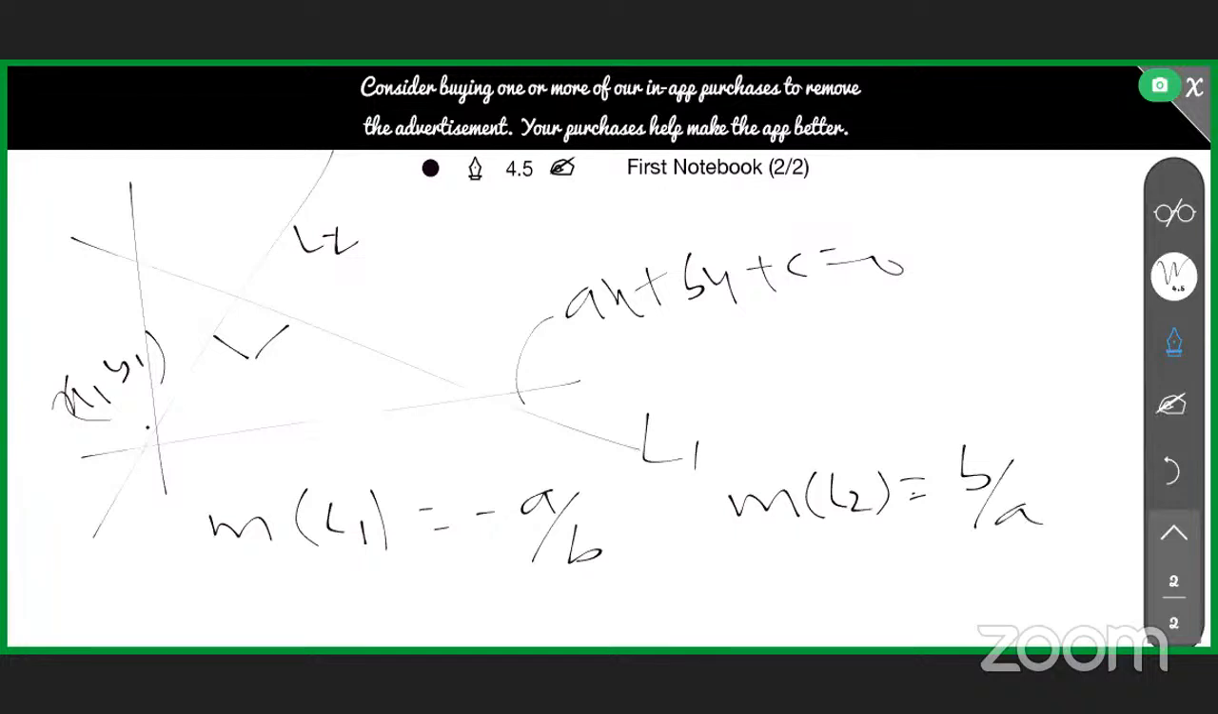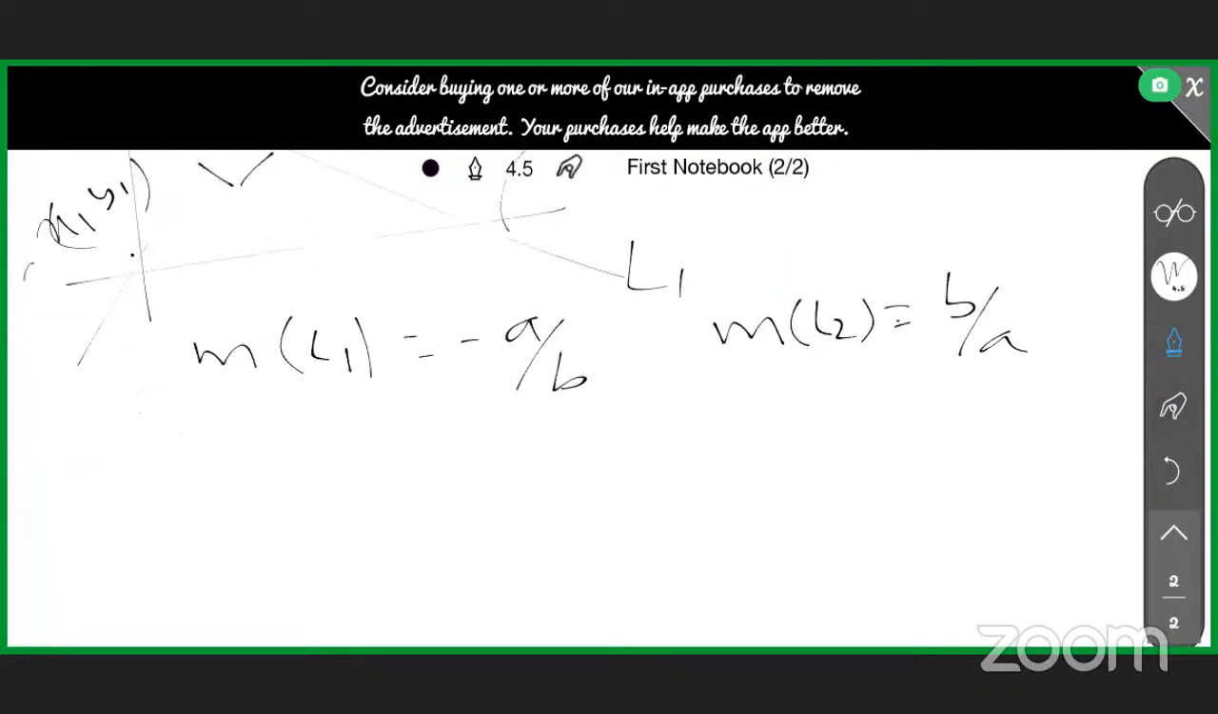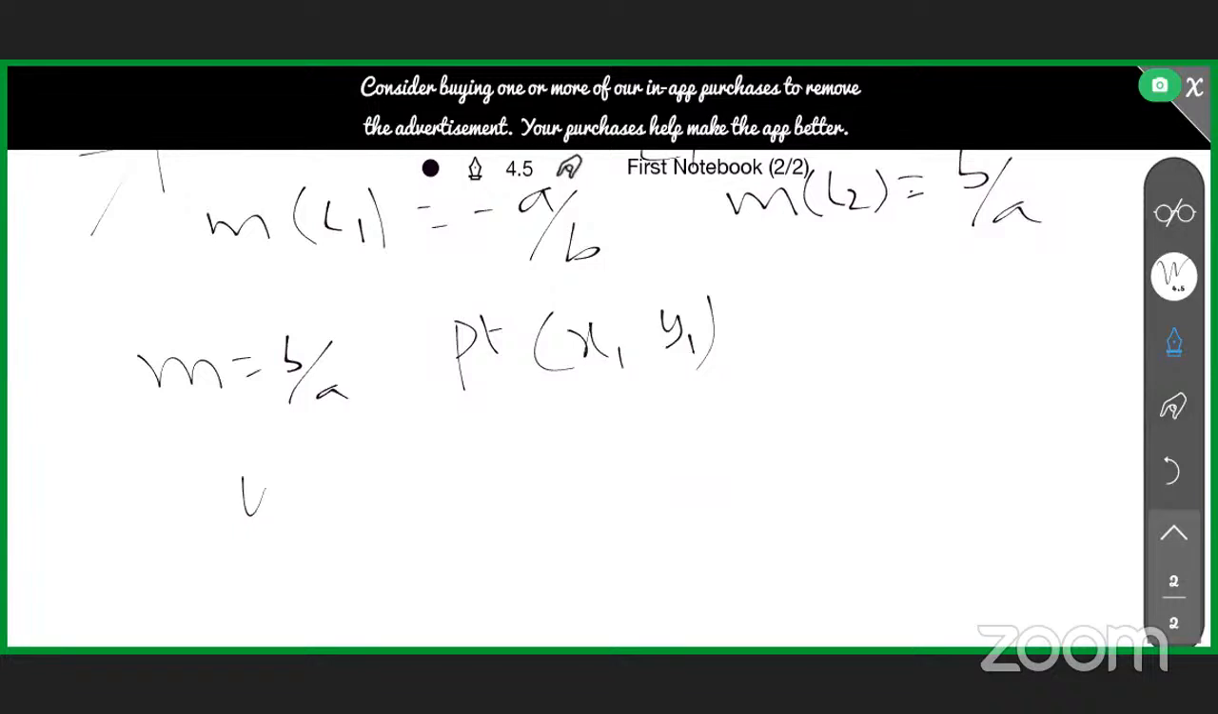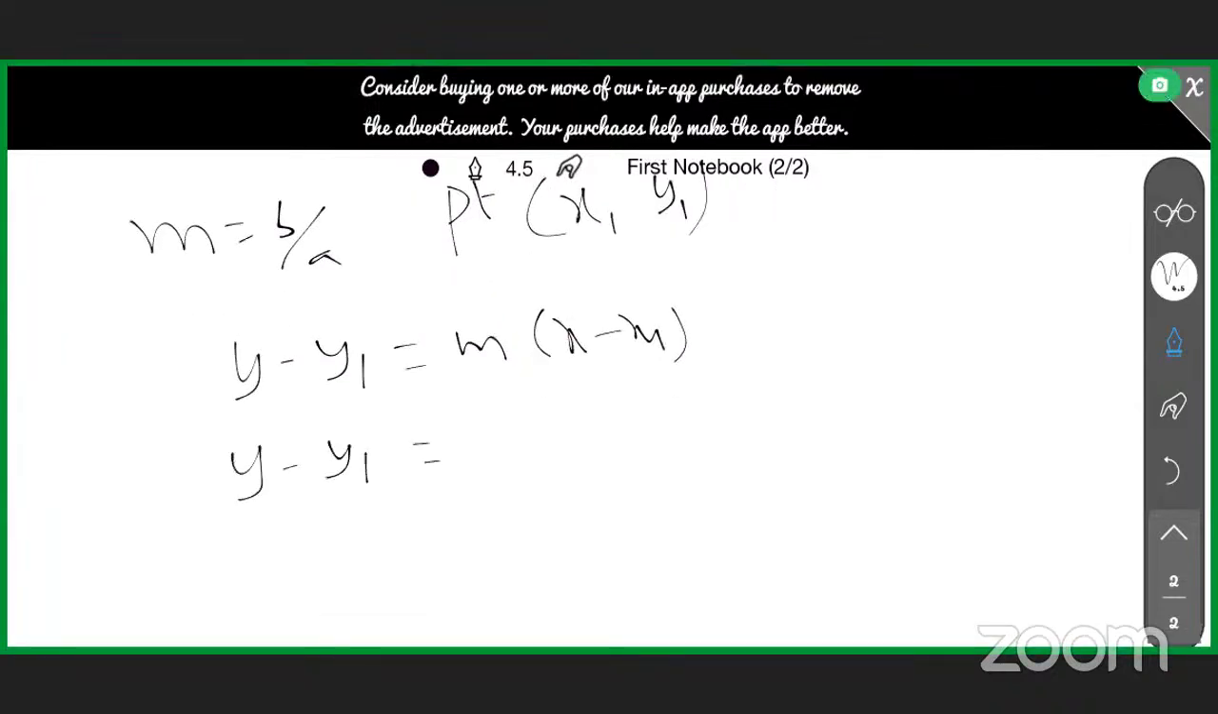I have to find the equation. So m is equal to b by a, and the point is x1, y1. Therefore, by using the point slope form, y minus y1 is equal to m into x minus x1, that is, y minus y1 is equal to b by a into x minus x1. That will be a into y minus y1 is equal to b into x minus x1.